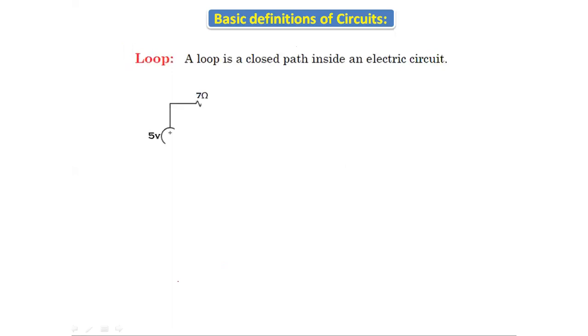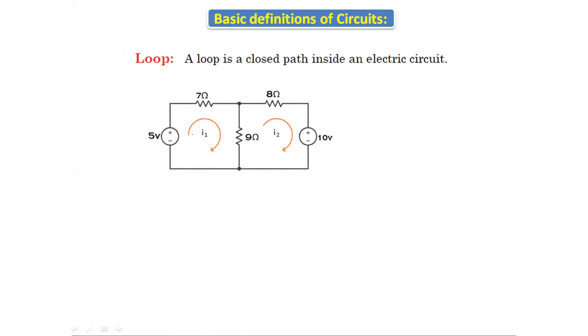Next we'll see what a loop is. A loop is a closed path inside an electric circuit. In the given circuit, this is called a loop. It has a closed path. It starts from one point and ends at that point only, without any open path. That's why this is called loop 1.